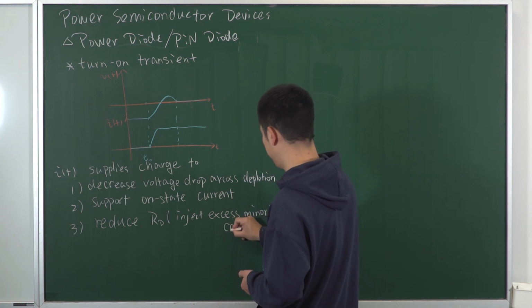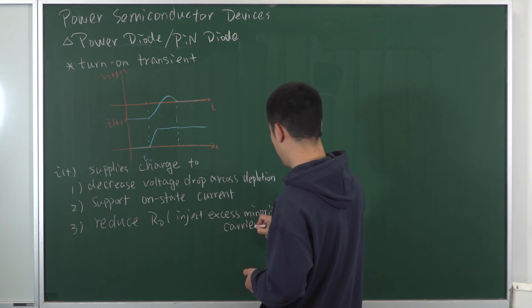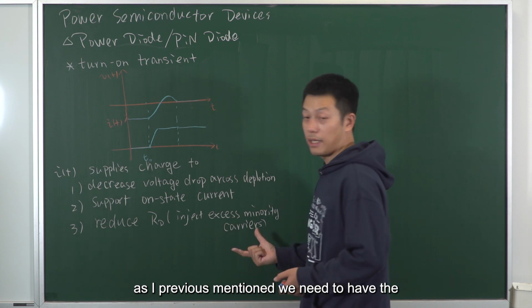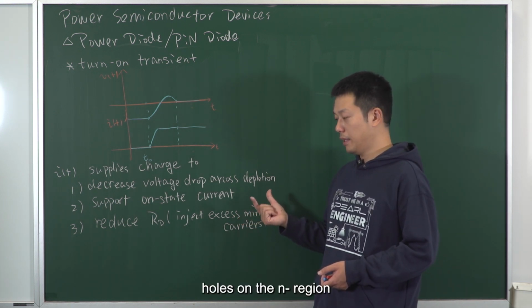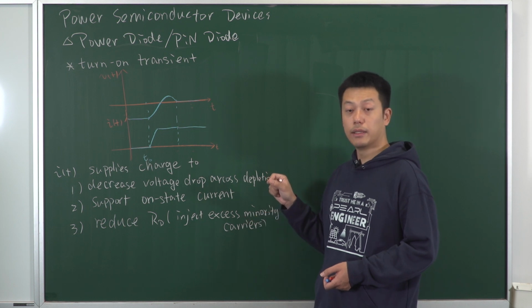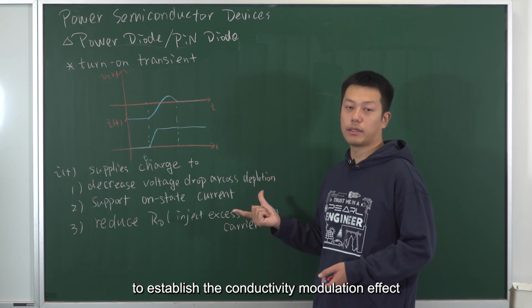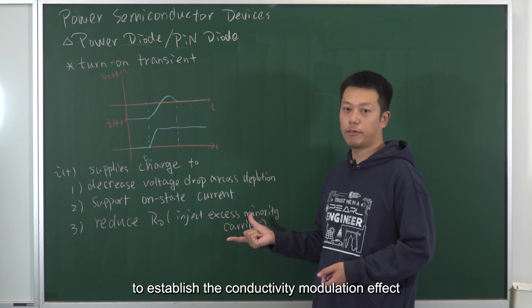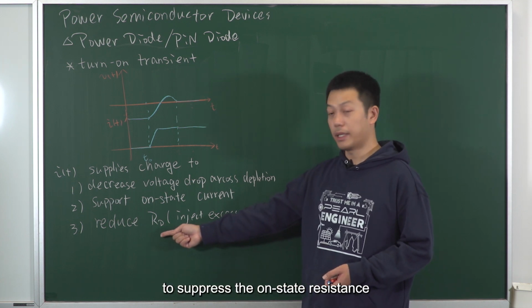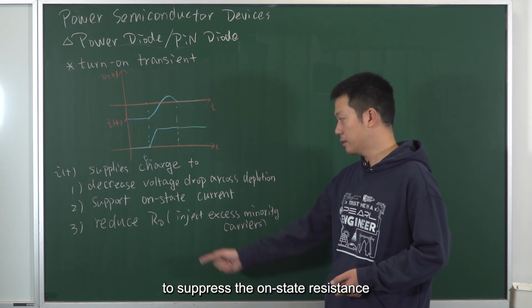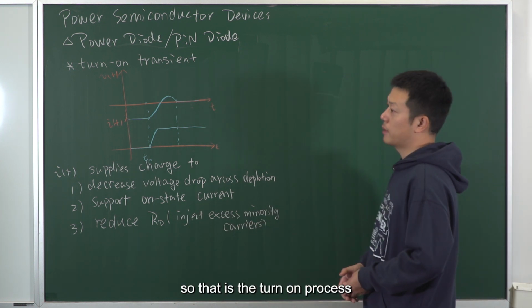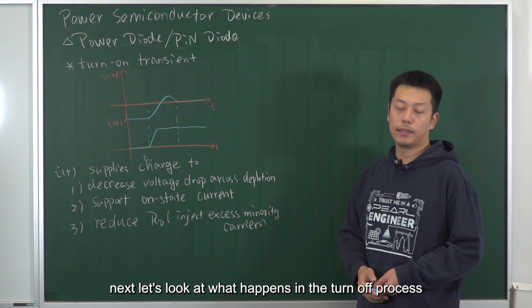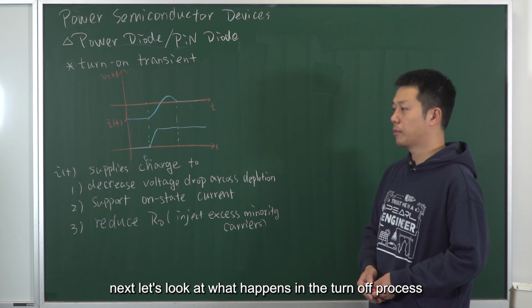Minority carriers. As I previously mentioned, we need to have the holes in the N- region to establish the conductivity modulation effect to suppress the on-state resistance. So that is the turn-on process. Next, let's look at what happens in the turn-off process.